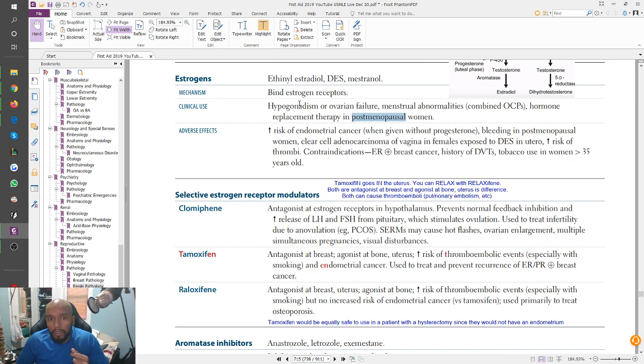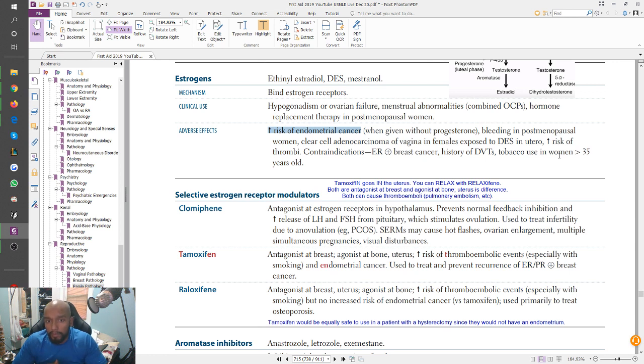Adverse effects, of course: anytime you have too much estrogen, there's an increased risk of endometrial cancer, right? So you have to give it with progesterone, right? Progesterone is the guy that kind of not really counters estrogen's activity, but maintains it. Estrogen is going to make your endometrium thicker. Progesterone is going to maintain the endometrium until it's time to have your period.